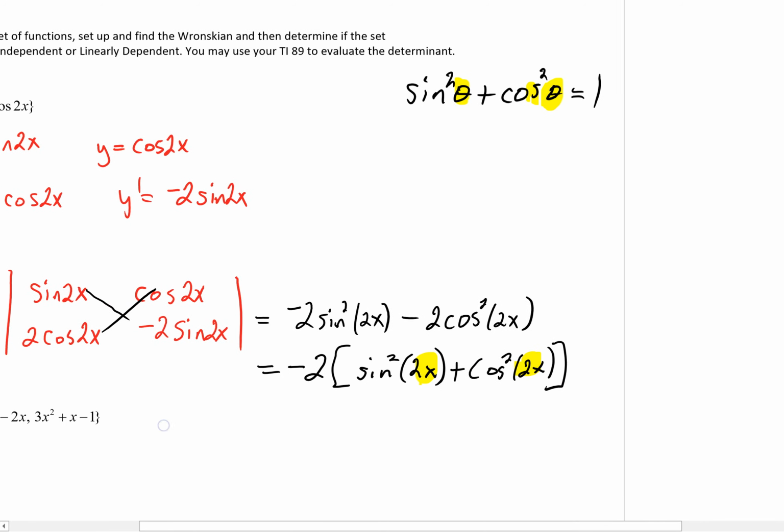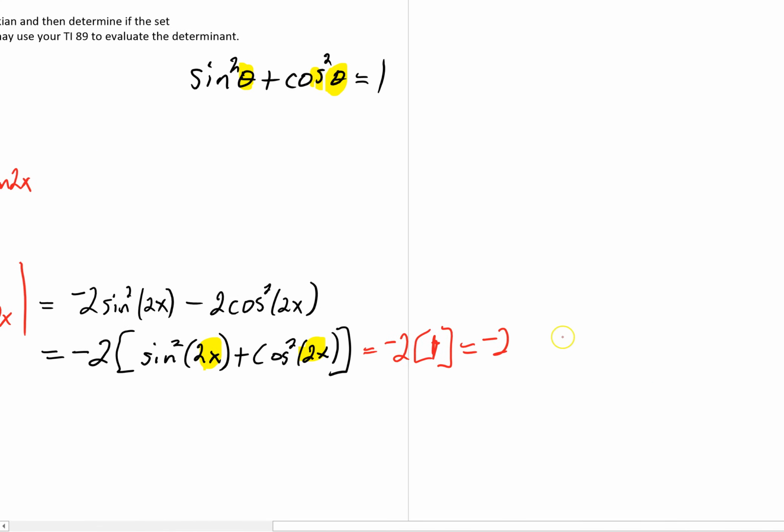What does that mean for us right here? Well, that's negative 2 times a 1 equals negative 2. So we can say, therefore, we have linearly independent solutions.